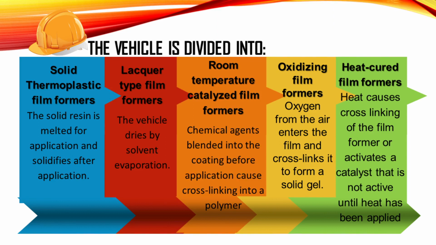For the room temperature catalyzed film former, chemical agents are blended into the coating before application, which causes cross-linking into a solid polymer at room temperature, while for the oxidizing film former, oxygen from the air enters the film and cross-links it to form a solid gel. Heat causes cross-linking of the film former or activates a catalyst that is not active until heat has been applied, and this is for the heat-cured film formers. While for the emulsion type film formers, the solvent evaporates and the droplets of plastic film former floating in it flow together to form a film.